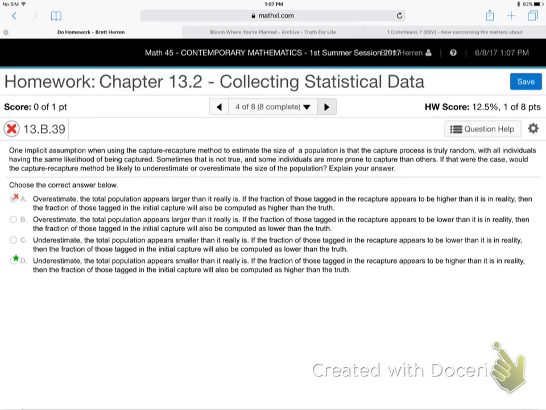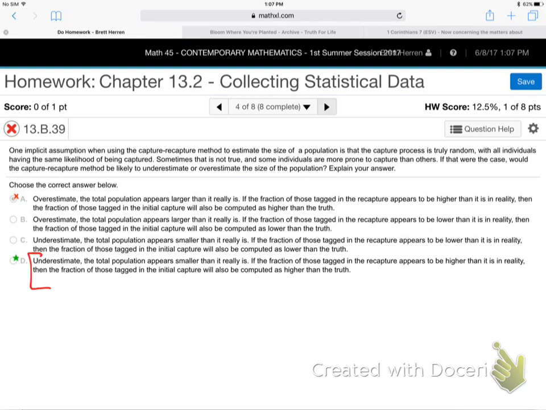Let's see. One implicit assumption when using the capture-recapture method to estimate population size is that the capture process is truly random, with all individuals having the same likelihood of being recaptured. Sometimes that is not true, and some individuals are more prone to capture than others. If that were the case, would the capture-recapture method be likely to underestimate or overestimate the population size? And the answer is underestimate.